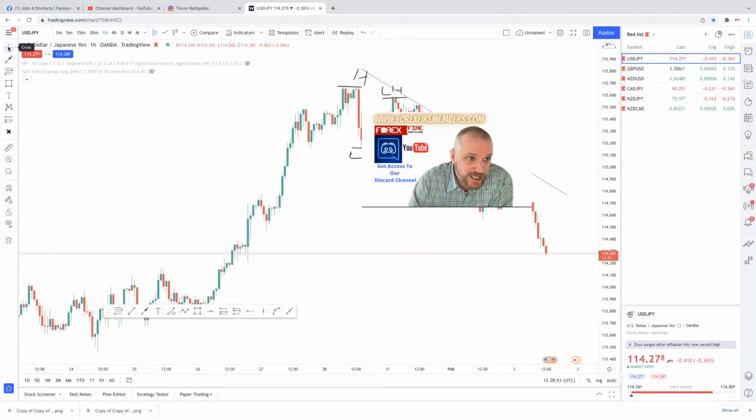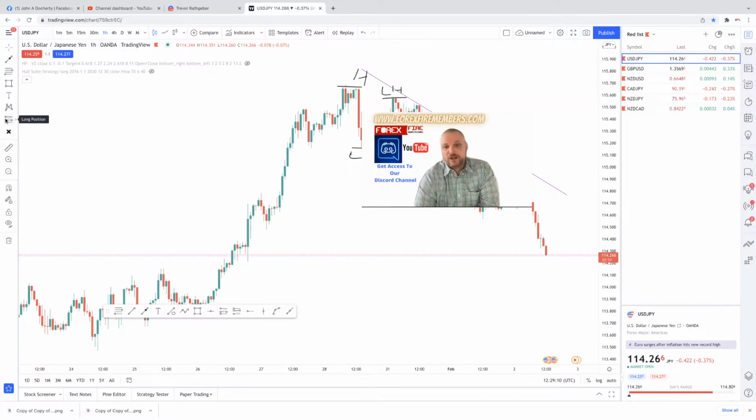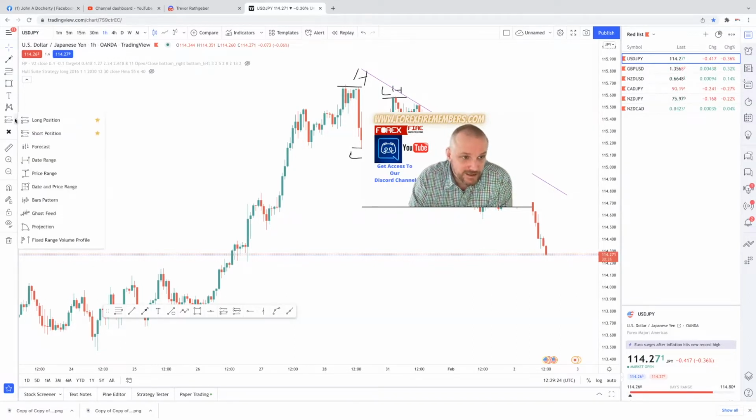So on the left-hand side, we've got an instrumental panel, okay? You have it on the top and you have it on the side, okay? The one we're looking at today is the 1, 2, 3, 4, 5, 6, 7th one down, okay? When you hover over it, it'll say long position. Now, if you move your mouse slowly over to where the arrow is, it then becomes the main category, which is prediction and measurement tools. Click on that. Now, these are the two you want to have a look at, okay?